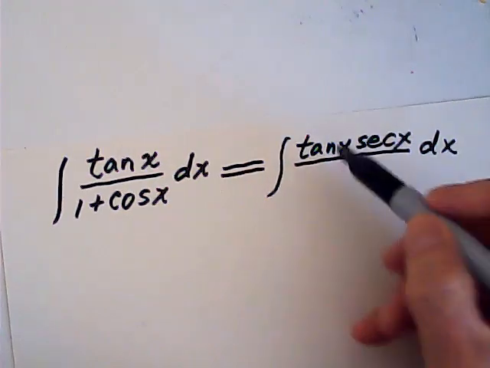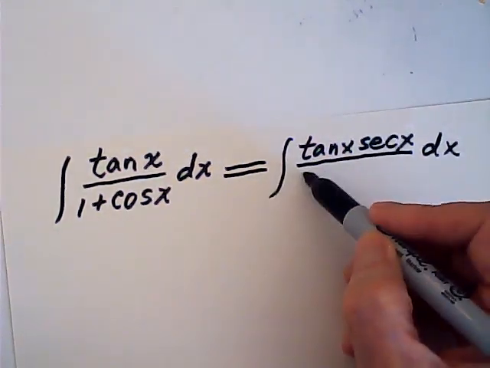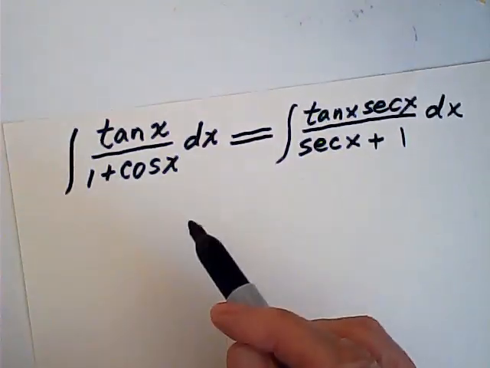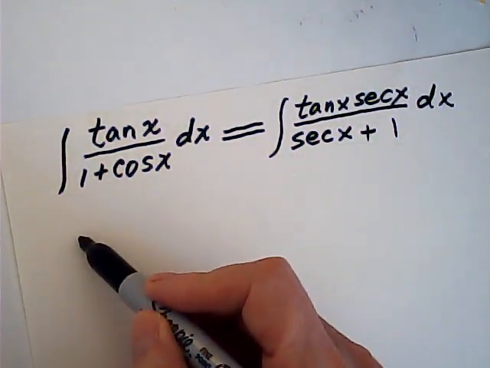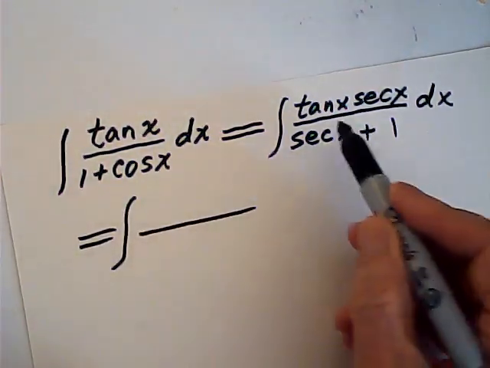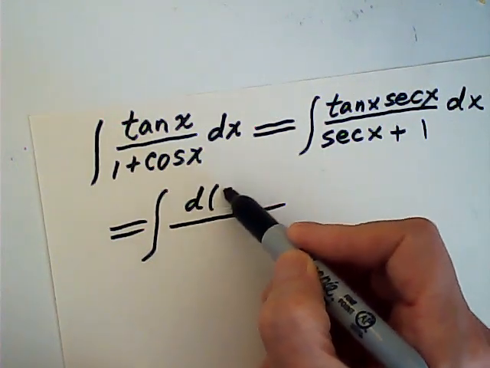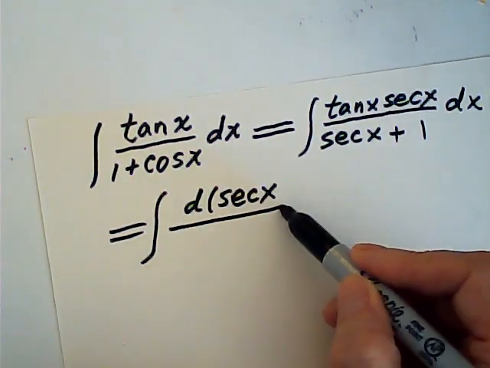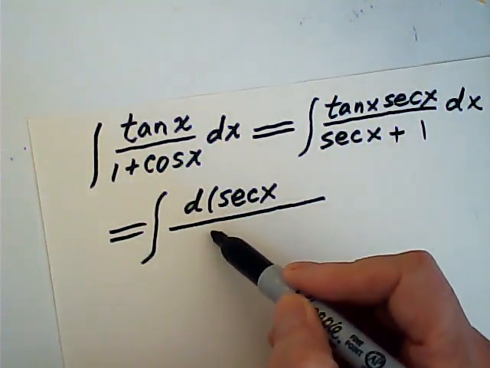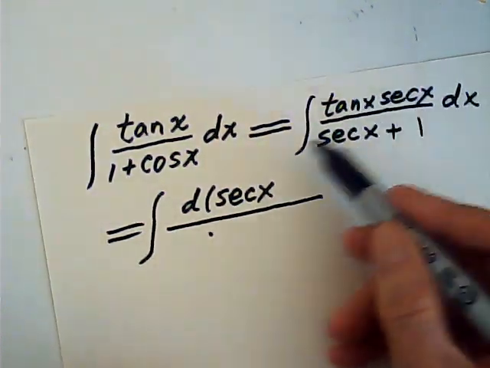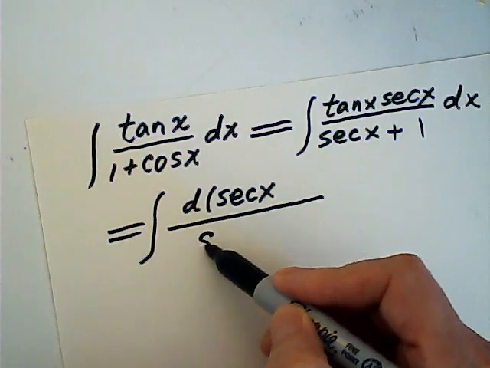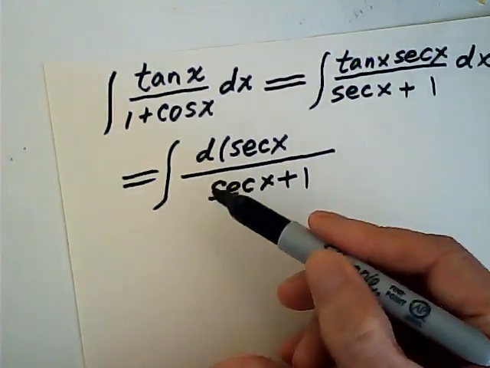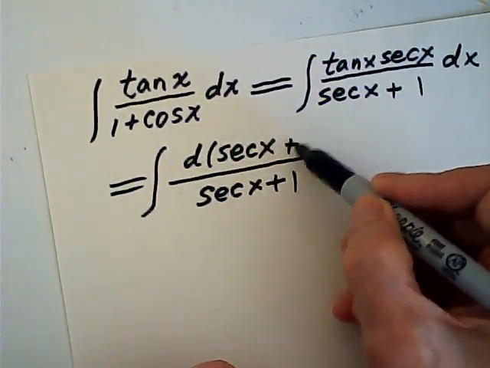So I multiply secant on the bottom, which is secant x and then plus 1, right? And the numerator is actually d secant. The numerator is the derivative of secant. The denominator is secant x plus 1. And the derivative of secant and the derivative of secant plus 1, no difference.